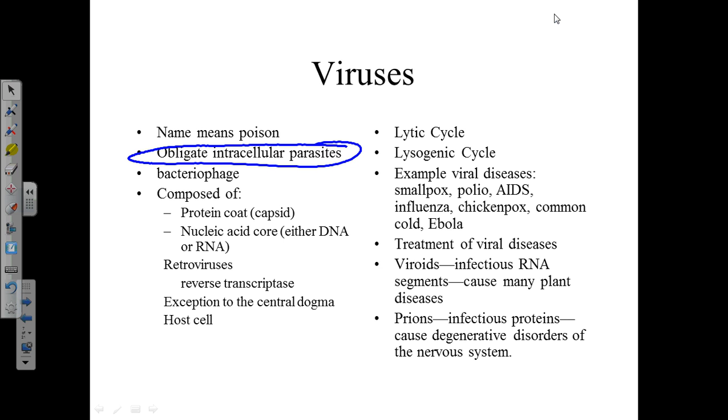Obligate still means the same thing, which means what? Have to. Intracellular means what? Be inside a cell, not in between. And a parasite means that once it gets in there, it does what? It benefits, and the host cell is hurt, damaged. So it's something that has to be inside a cell, and it causes damage once it gets in there.